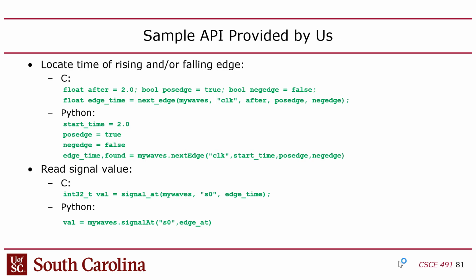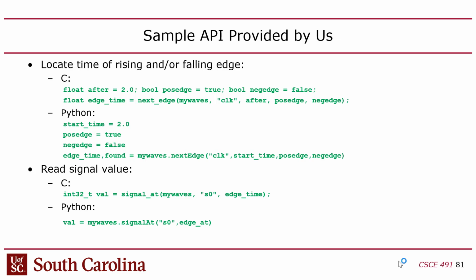Very similar. So you look for the next edge using the waves structure, or object, I should say. The signal that you're looking for the edge on, which is clock. The after, which is where you want to start from. And then there's the two flags, positive edge, negative edge. You can have them both true, in which case you're looking for the next edge, whether it's falling or rising, or you can just set one of these to true and the other to false if you're just looking for one edge or the other, right?